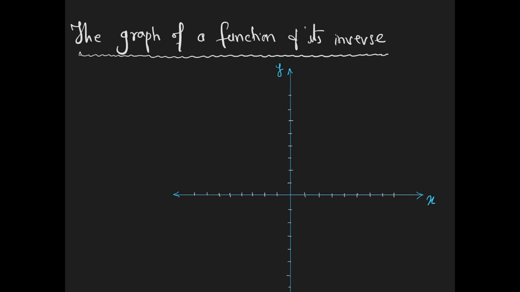The graph of a function and its inverse. In this session, we are going to look into the relationship between the graph of a function and the graph of the inverse of that particular function. Let us consider a function f(x) is equal to 2x plus 1, and this function is defined for the domain x is between 2 and minus 4.